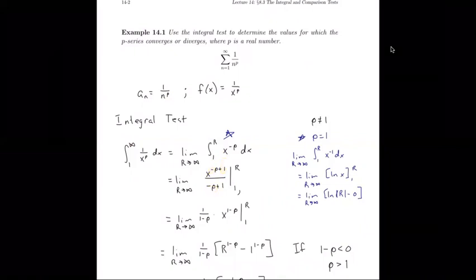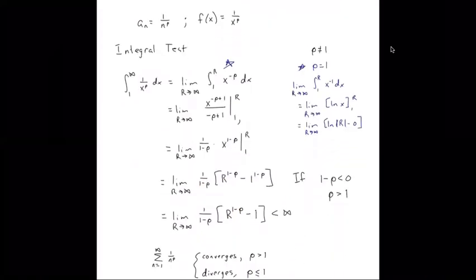Now we've moved some minus signs around in this and cleaned up the expression. 1 over 1 minus p is coming from this denominator being factored away from the function of x. And we evaluate now from 1 to r of x to the 1 minus p. We have r to the 1 minus p minus 1 to the 1 minus p. Of course, that term is going to be 1. And r to the 1 minus p as r goes to infinity. Well, now we have two possible cases.